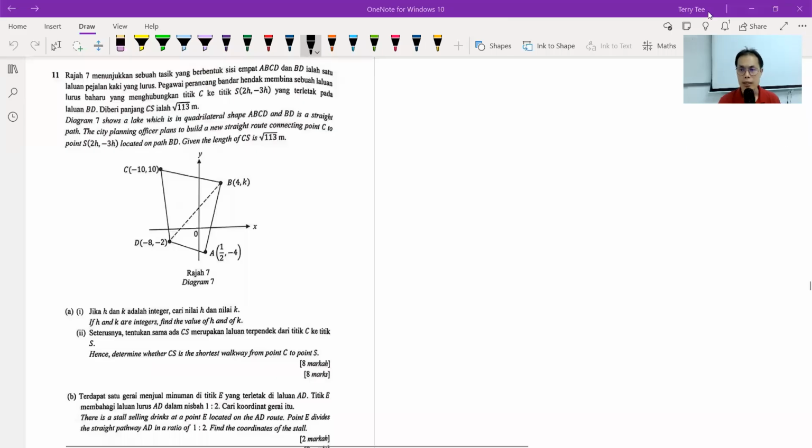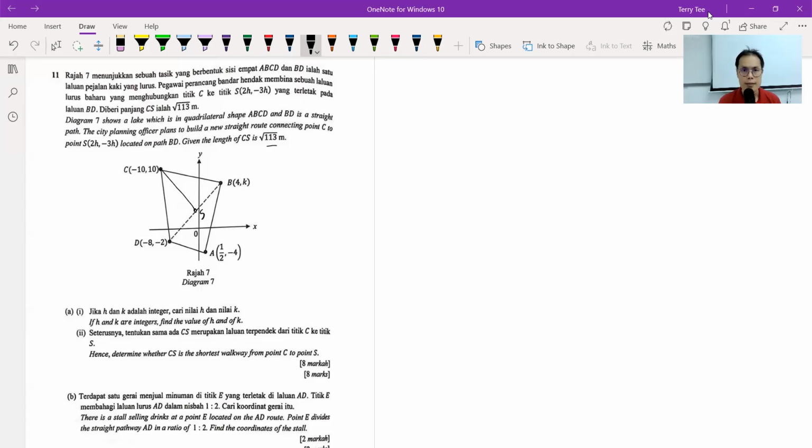Okay, this is question 11 from Form 4, Chapter 7, Coordinate Geometry. The diagram shows a leg which is in a quadrilateral shape, ABCD. BD is a straight line, a straight path. So the planning officer plans to build a new straight route connecting point C to S, located on path BD. So maybe S is somewhere here, I don't know, right? Given that the length of CS is square root 113, if h and k are integers, find the value of h and k.